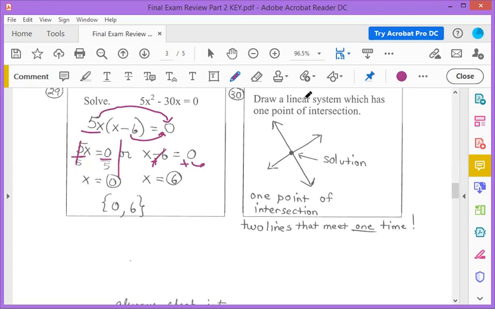Number 30, draw a linear system which has one point of intersection. And that just means draw two intersecting lines like you see here. And that one solution is going to be that point where those two lines intersect.